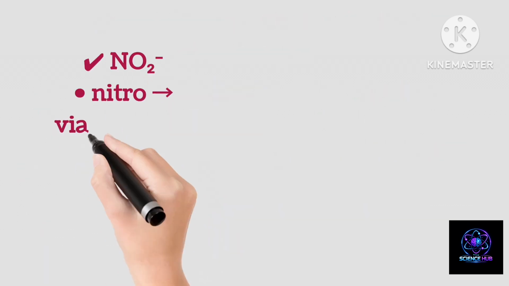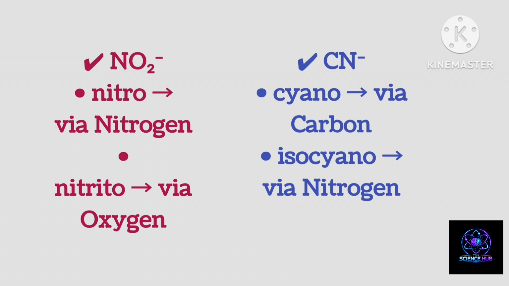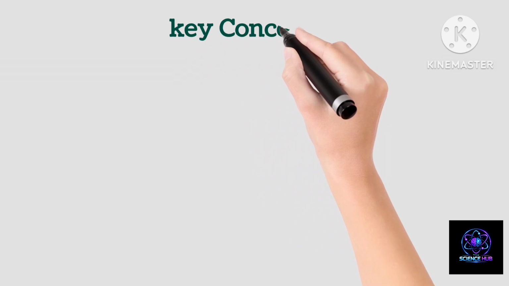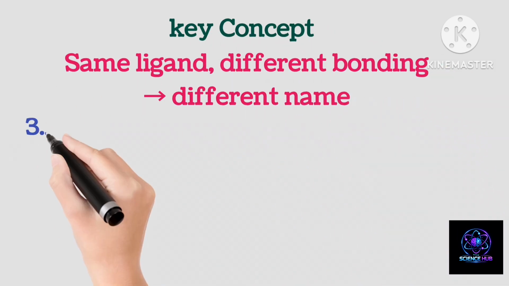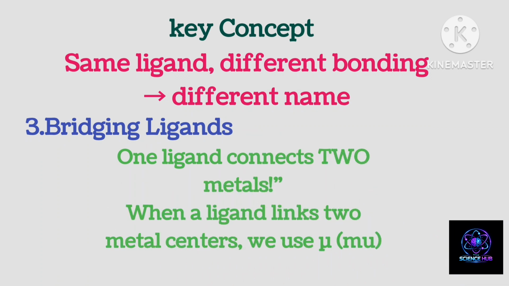For instance, nitro group, NO2-. If it connects through the nitrogen atom, then it is called nitro. And if it connects through the oxygen atom, then nitrito. Similarly, cyanide group, CN. If it connects with the central metal ion through carbon, then it is named cyano. And if it connects through the nitrogen atom, then it is named isocyano. Key concept. Same ligand, but it shows different bonding, therefore a different name is given.